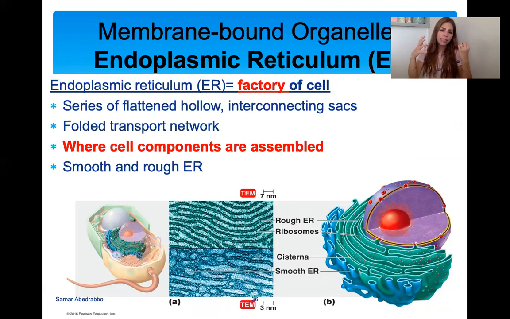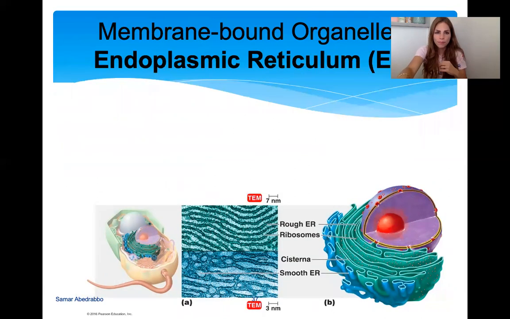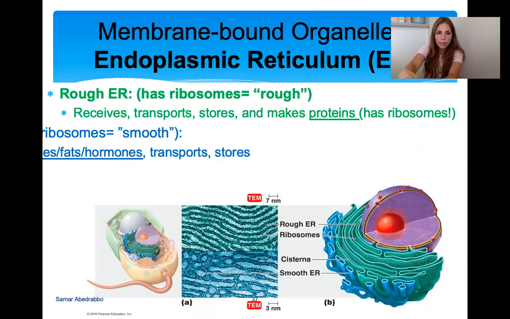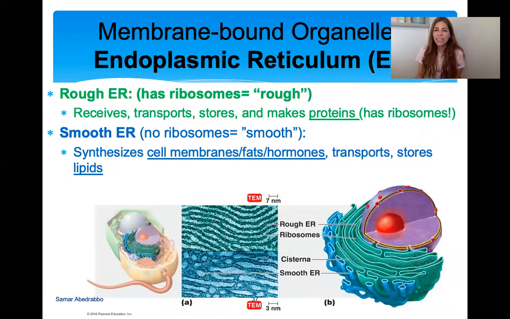So rough ER is where we see proteins made, because that's the function of ribosomes. Rough ER has ribosomes, and this is where we receive, transport, store, and make proteins. The smooth ER is where you make everything else: the fats, the cell membranes, and the hormones. So that's the function of both, but overall, all the ER, smooth and rough, is a factory of the cell.